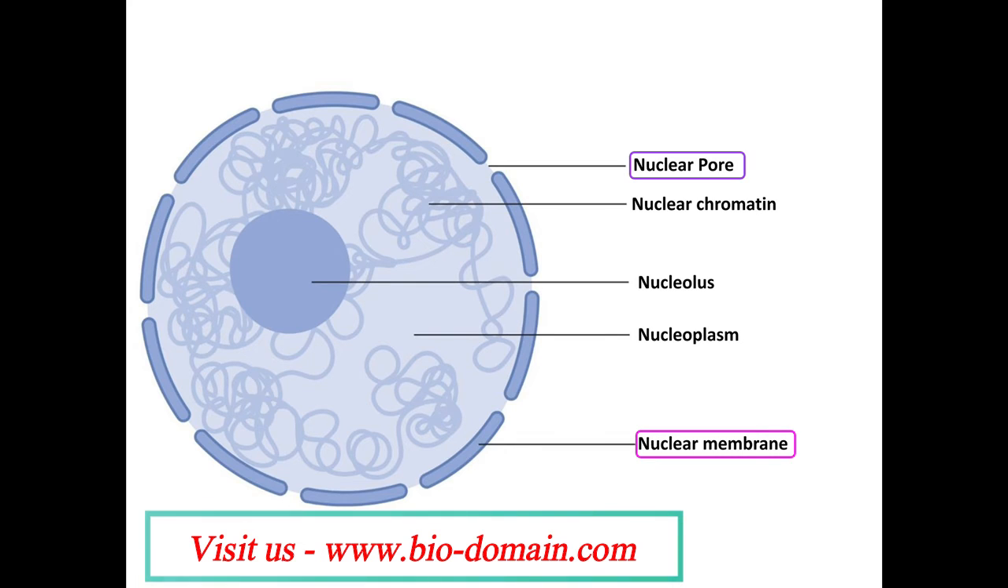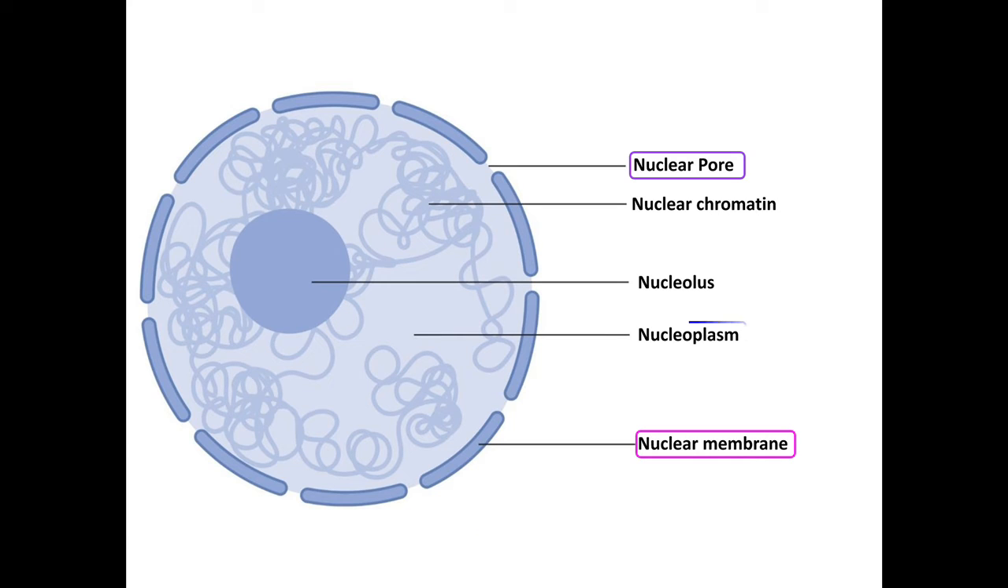Here inside the nuclear membrane you can observe a transparent semi-fluid ground substance known as nucleoplasm, and this nucleoplasm contains the nucleolus and chromatin fibers. Students, in this diagram you can easily observe a darkly stained spherical structure known as the nucleolus, which is the main site of formation and storage of ribosomal RNA. Ribosomal RNA helps in the synthesis of ribosomes, and we already know that ribosomes are the main site of protein synthesis.